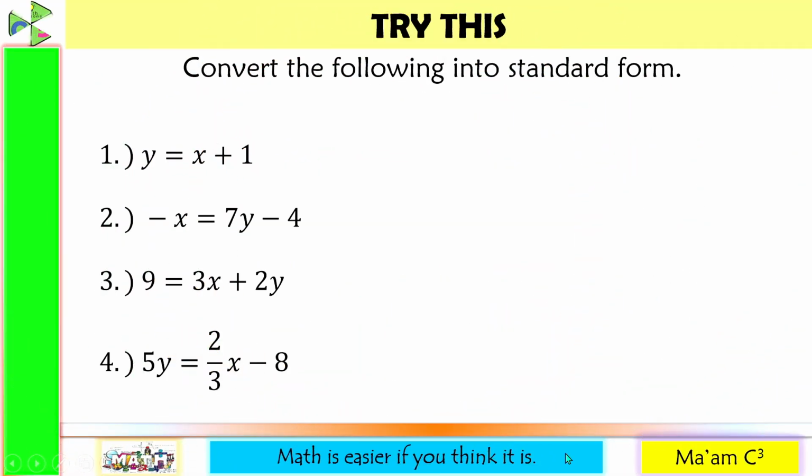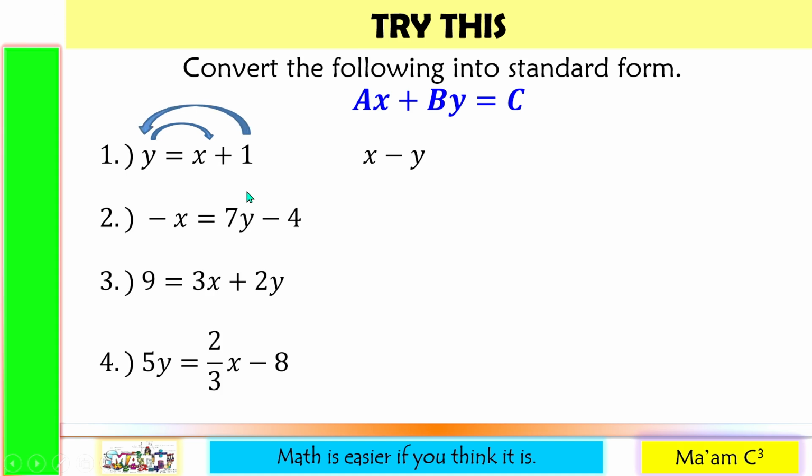Try this. Convert the following into a standard form. Again, let us recall the standard form. It is ax plus by equals c. Number 1. It's a rule of thumb that in mathematics, the first term should be positive. And our first term is x. So x here is already positive. Let's just copy it. And x and y must be together. So we have to move y on this side. And when we move it, it will become negative y. After moving y on this side, everything now is on this side. So we have to move positive 1 on the other side. And when we move it, it will become negative 1.